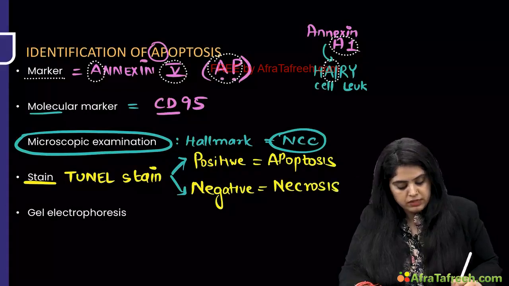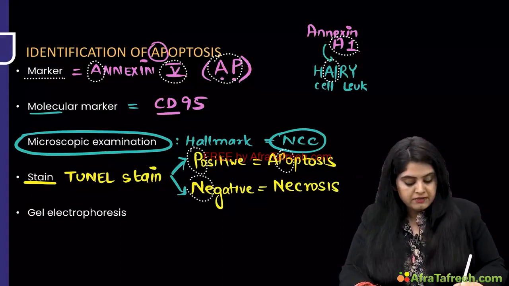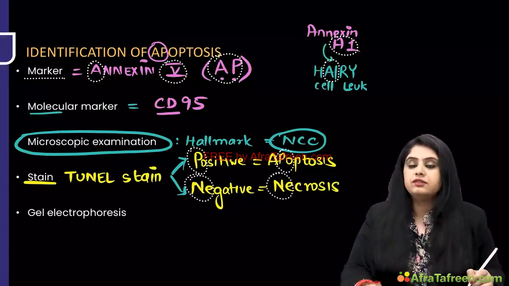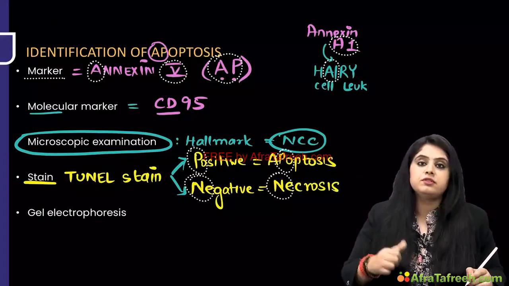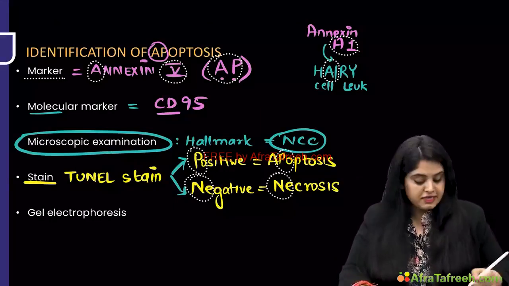And how are you going to learn it? Positive has PO, apoptosis has PO. Negative has NE, necrosis has NE. So it is negative in necrosis and positive in apoptosis. That is the TUNEL staining.